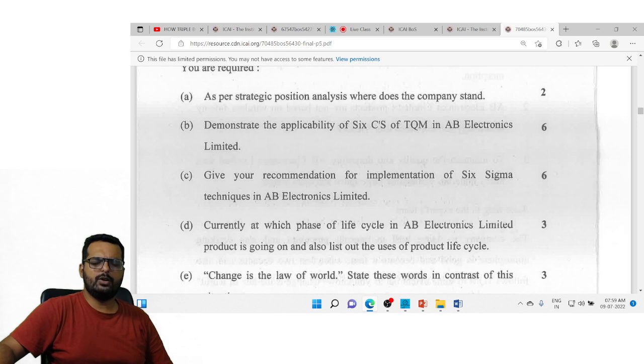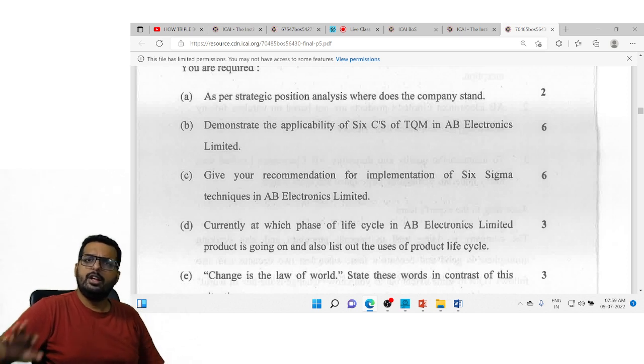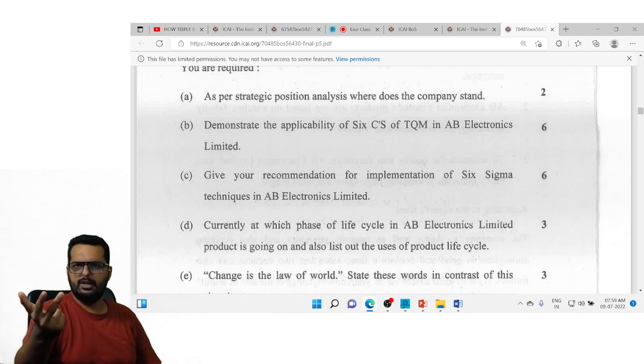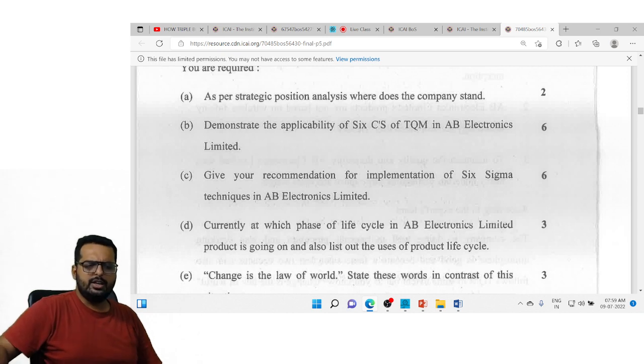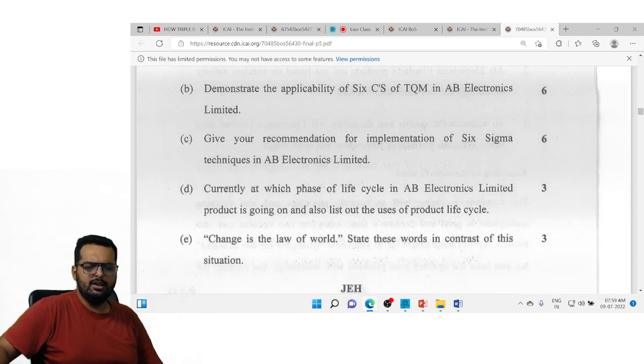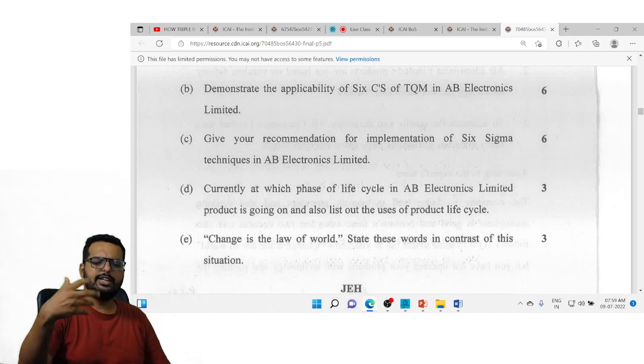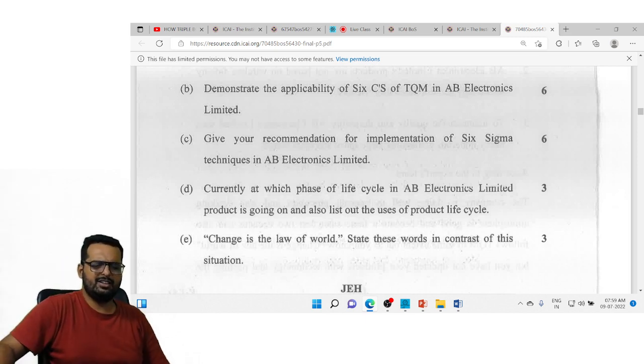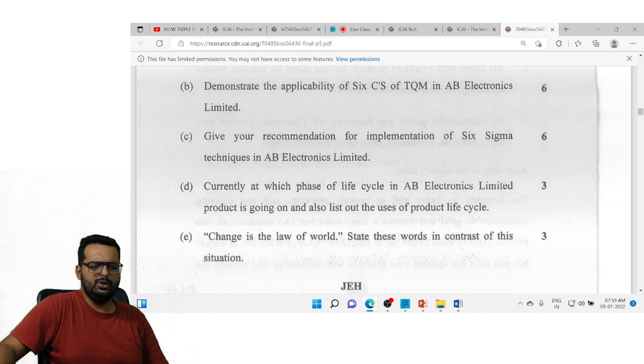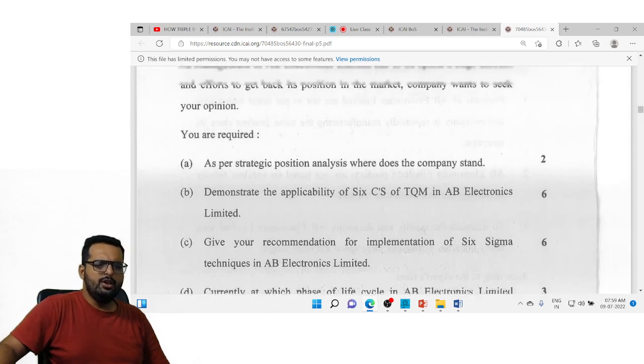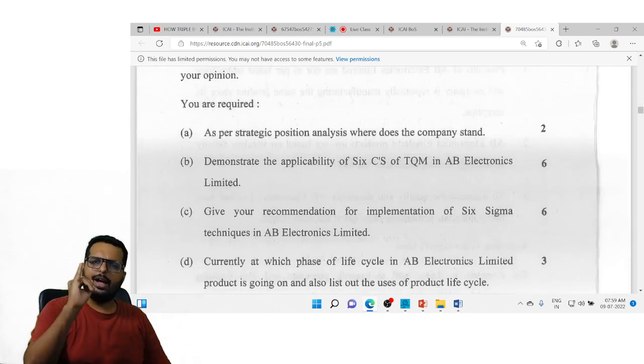Give a recommendation for implementation of Six Sigma. Here what will you write down? DMAIC, DMADV. Haven't you learned all these things? Currently at which phase of the life cycle are you following? So introduction, growth, maturity, decline. Change is the law of the world. This is just an argumentative theory. You can write whatever you want over here. So friends, first you put the facts of the case.